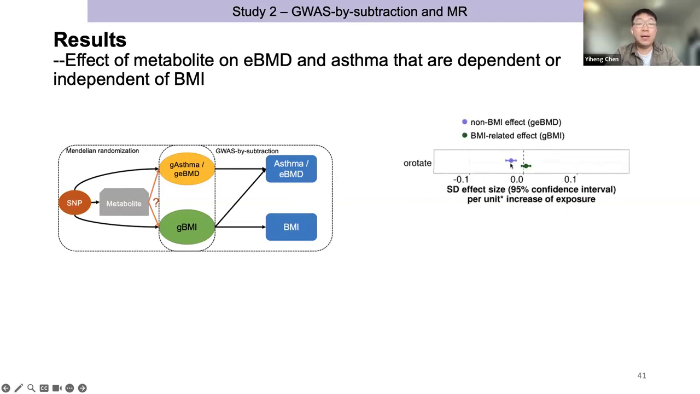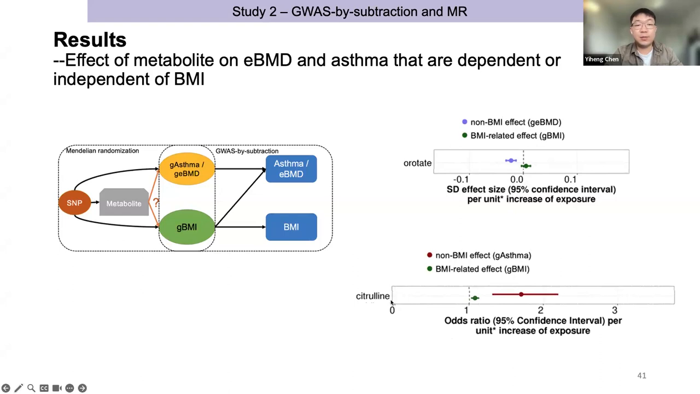So here, with those associations, we performed MR again, and we found, for example, that for orotate, the association with BMD is mostly through the part that is independent from BMI. In another example, for citrulline, we find it relates to asthma, but at least partially, its effect is through influencing BMI.